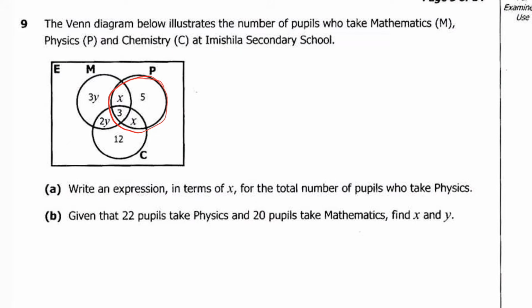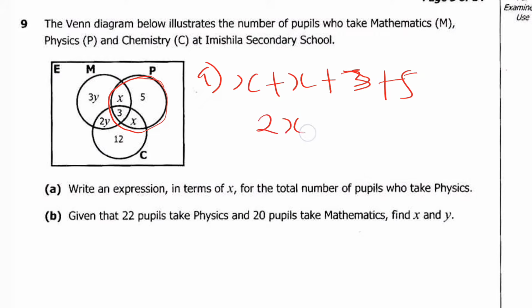Physics. So when we're asked to write an expression, it will be simple. This is an expression. So you have how many x's there? You have 2, so it'll be x plus x plus 3 plus 5. x plus x is 2x. 3 plus 5 is 8. So this is an expression and this is the answer.